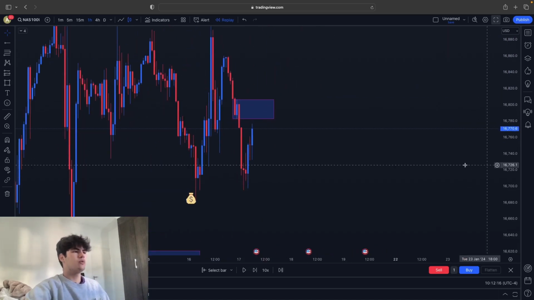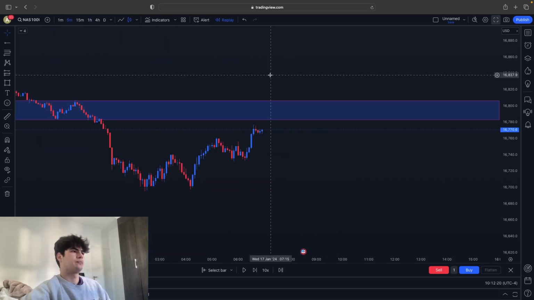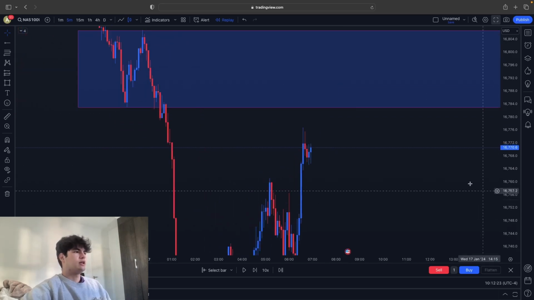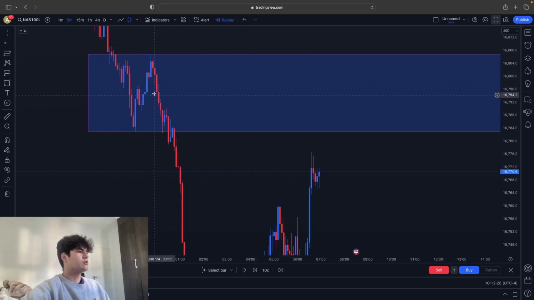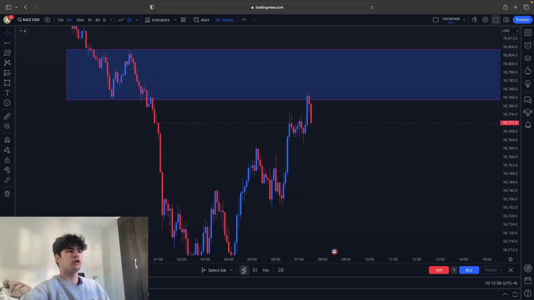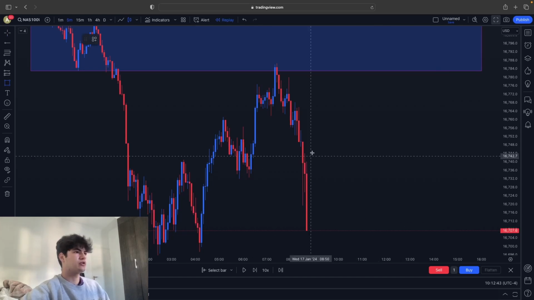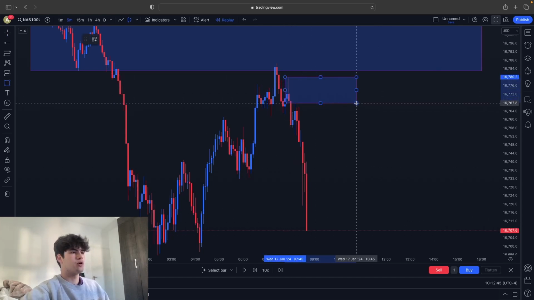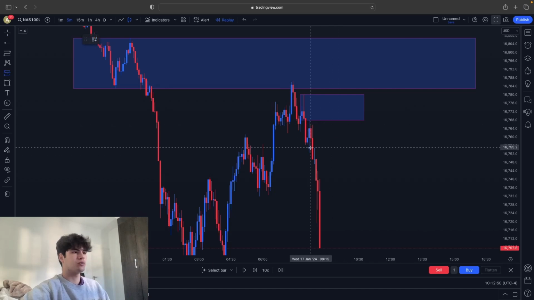But let's see. So we've got a regular 1 hour demand right here. And let's see if we can try to scale this down. If we go to the 5 minute, we can see that we can't scale the zone down. There's no high probability demand inside of this 1 hour. So all we're going to do is wait for a supply to form a little bit later, once we've gotten a reaction from the 1 hour. And I can already see one that has been created, and one that is like a perfect supply to take once we get a 1 hour rejection or reaction at the 1 hour supply.